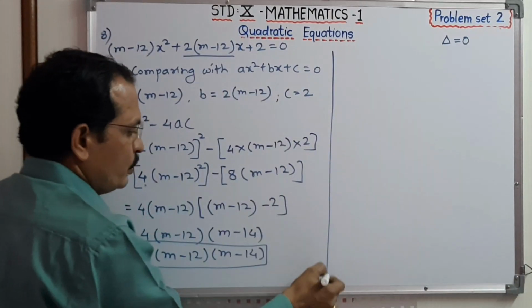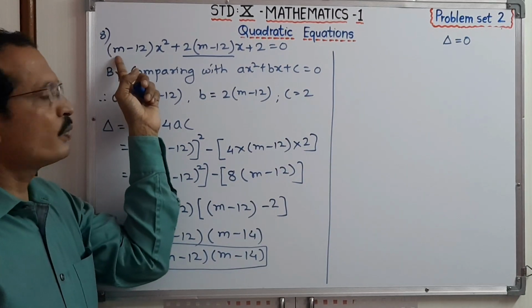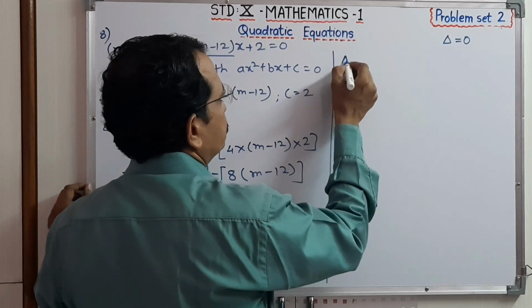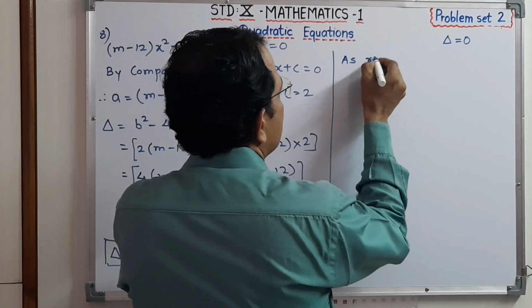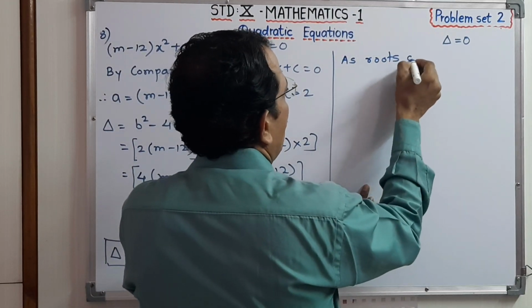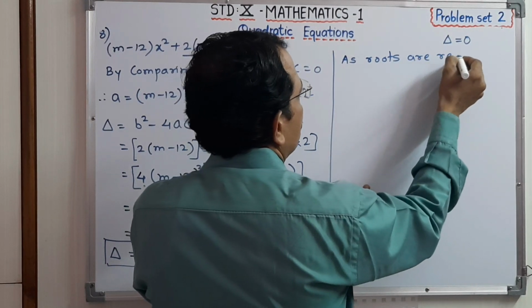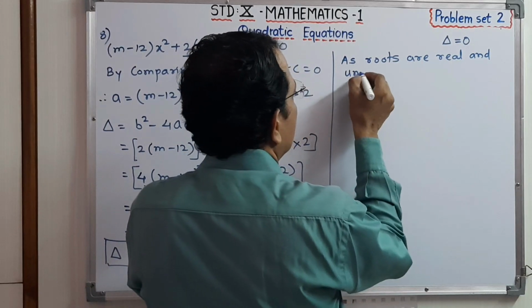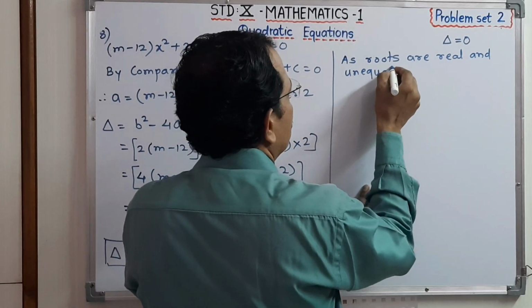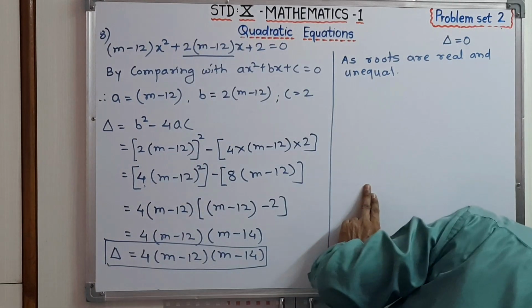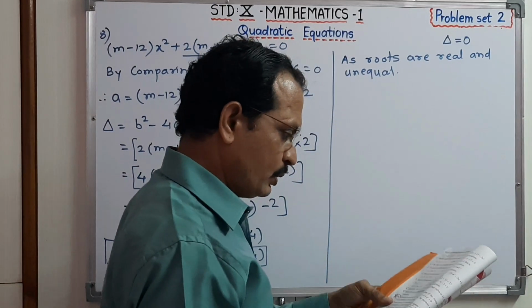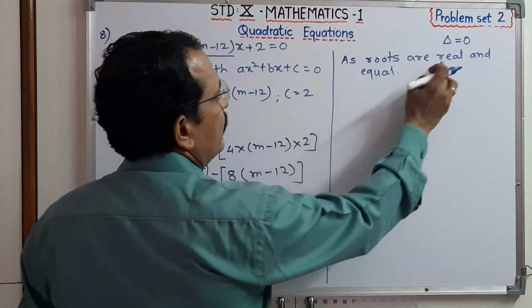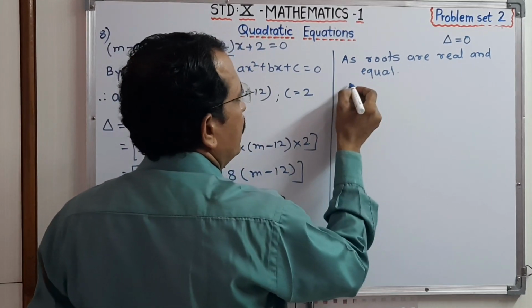Now we have to solve. That means we have to find out the value of this m. As roots are real and unequal. Sorry, I think it is given roots are real and equal. It is roots are real and equal.